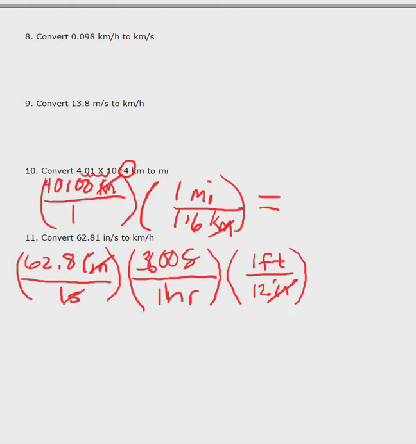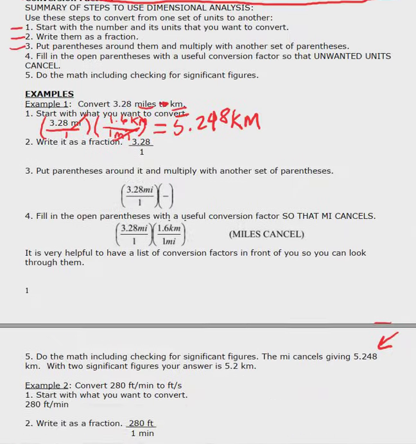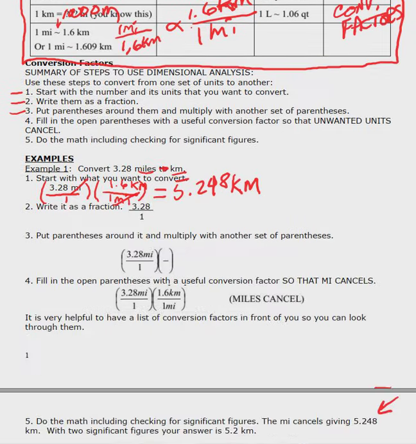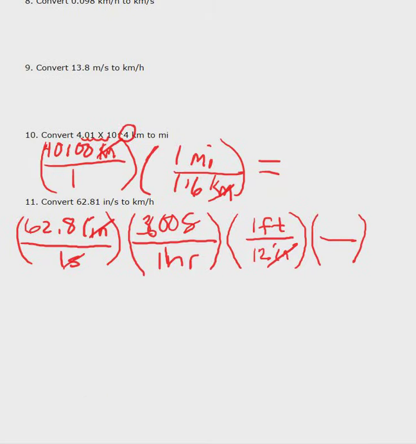So we need to convert feet to miles. So we're going to put feet, and we know this from our conversion table, 5,280 feet are in 1 mile. The feet cancel. So now we're looking at miles per hour.